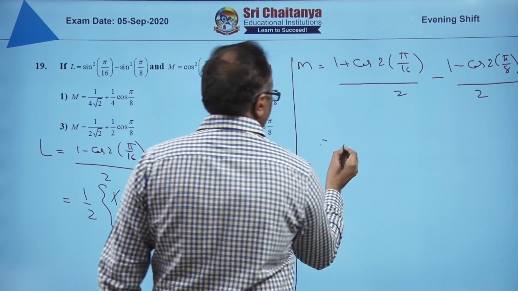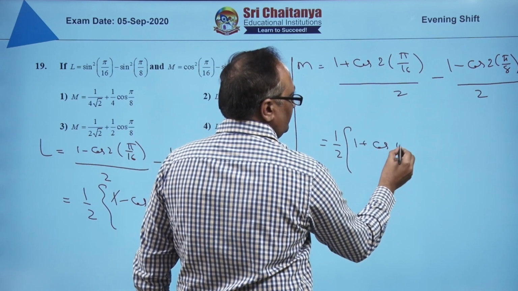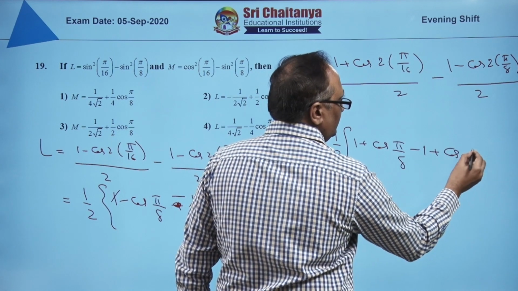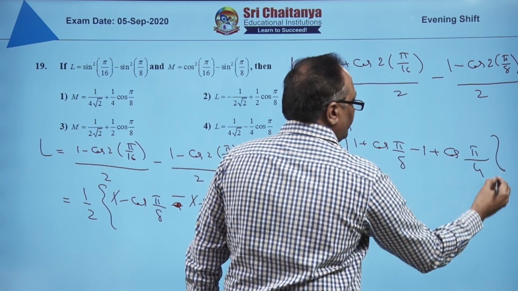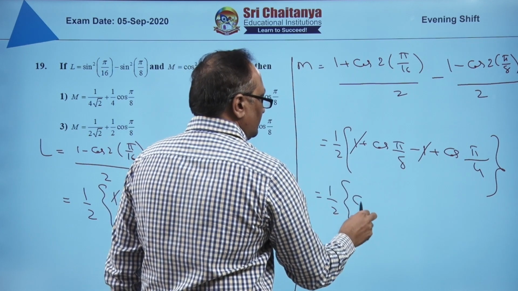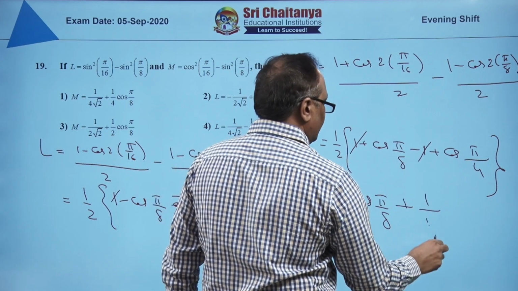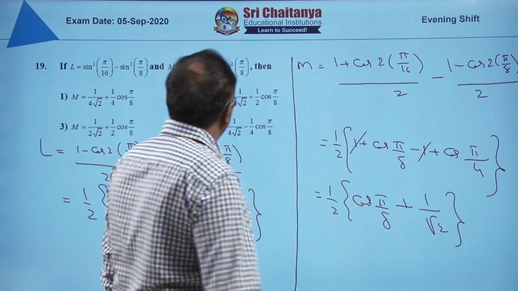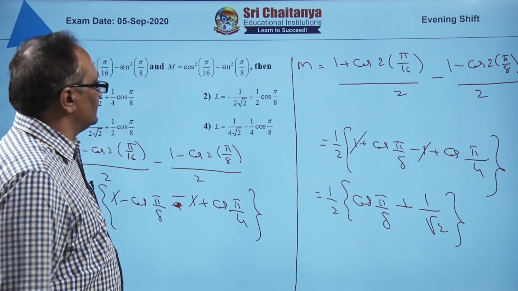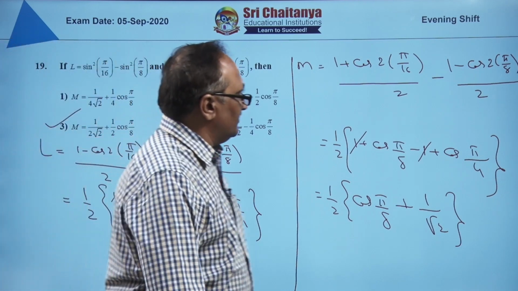So, which is nothing but 1 by 2 into 1 plus cos pi by 8 minus 1 plus cos pi by 4. So, these two get cancelled, 1 by 2 into cos pi by 8 minus, that means plus cos 5 by 4, 1 by root 2. So, m value is given by 1 by 2 root 2 plus half cos pi by 8. So, the third option will be the correct answer for this question.